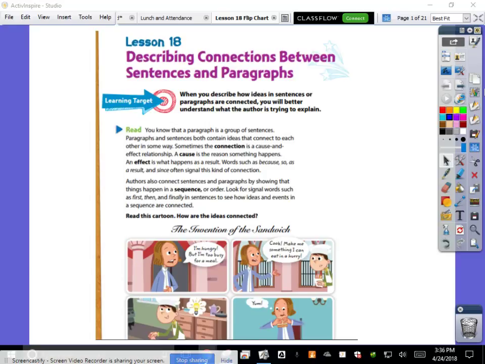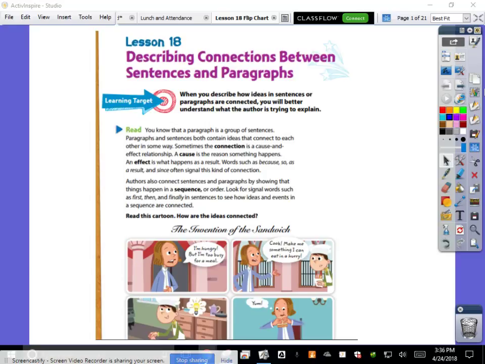Authors also connect sentences and paragraphs by showing that things happen in a sequence or order. Look for the signal words such as first, then, finally in sentences to see how ideas and events in a sequence are connected. It says, read this cartoon. How are the ideas connected?